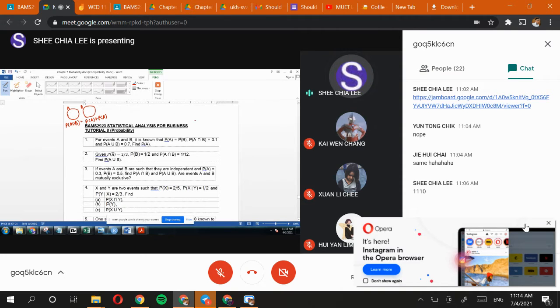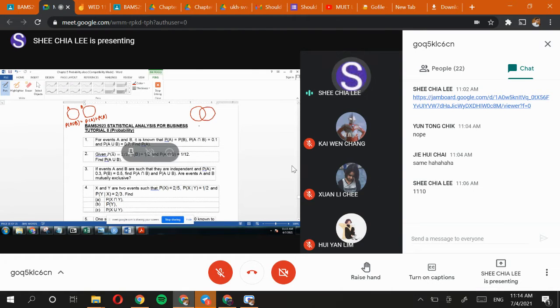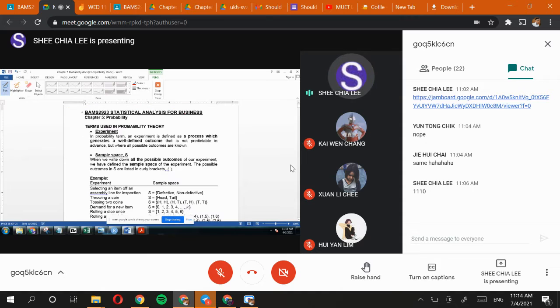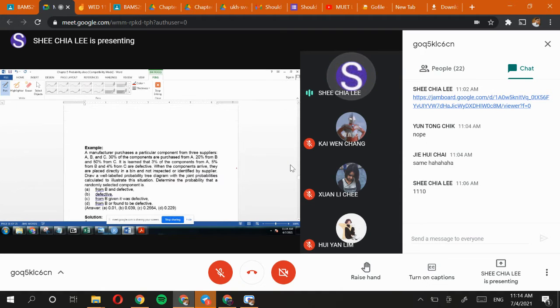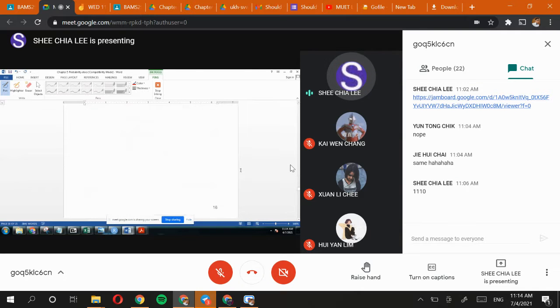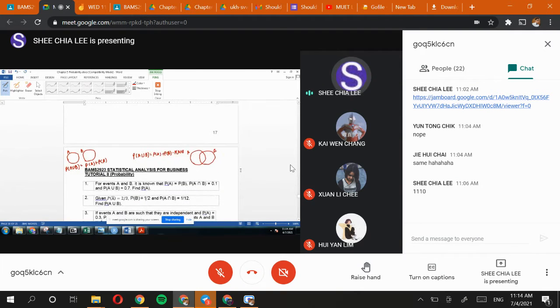If it is a non-mutually exclusive event, it is like this: A, B, and there is an intersection in between. If there is an intersection, my probability A union B will be probability A plus probability B minus A intersect B. Why do I need to take away the A intersect B? So I show you now.